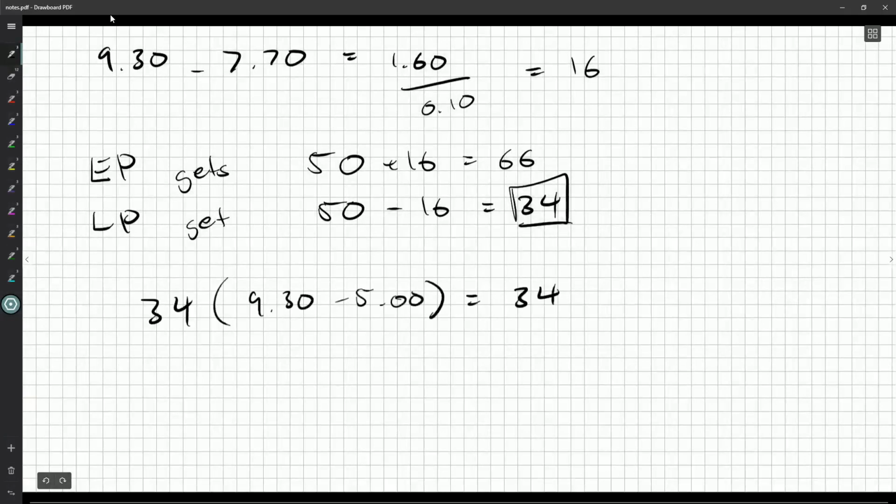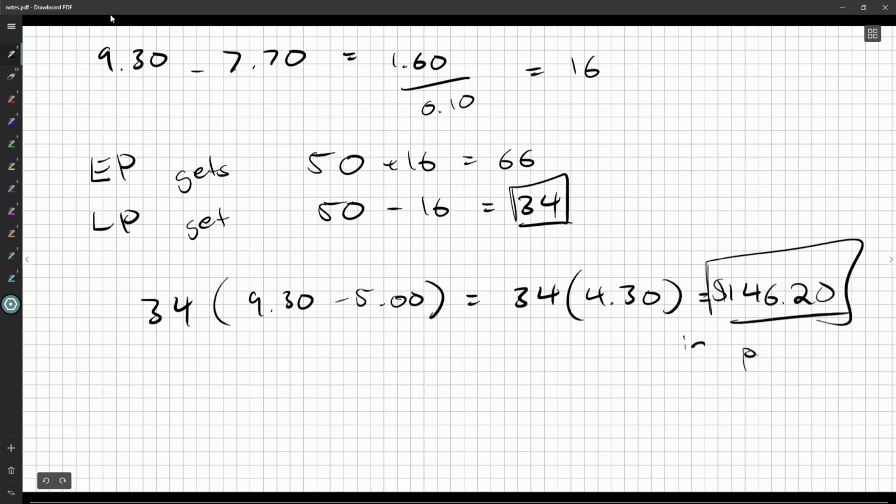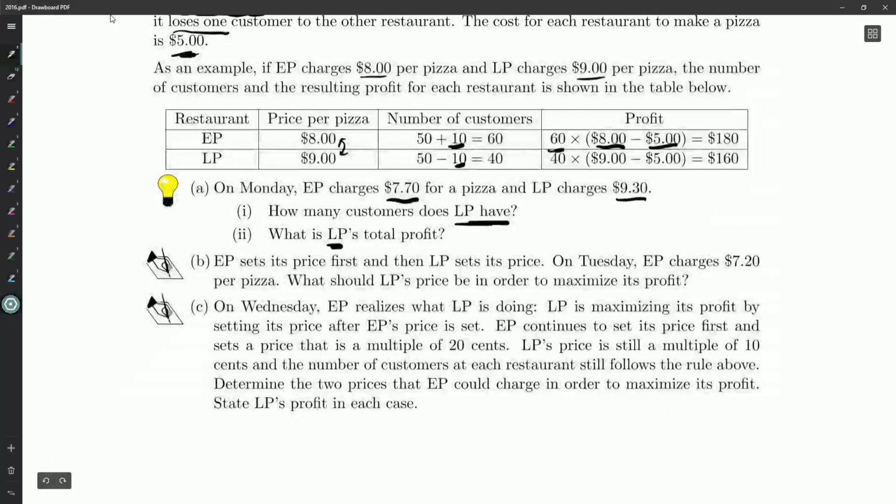With all the decimals here, I'm probably going to grab my calculator. So 34 times 43, and then move the decimal place. I'm getting $146.20 in profit. So, there we go, we answered the first question. We understand the concept of profit and who's getting what customers. Now we can move into part B.